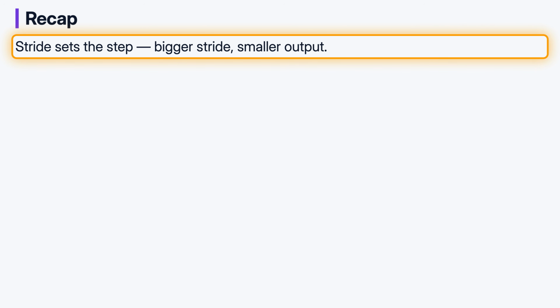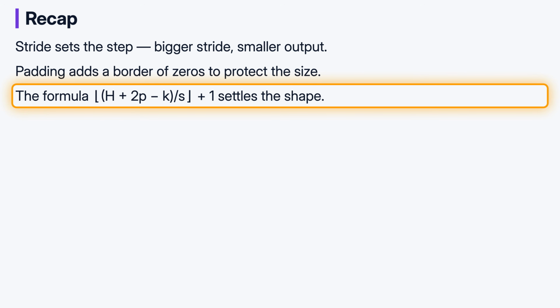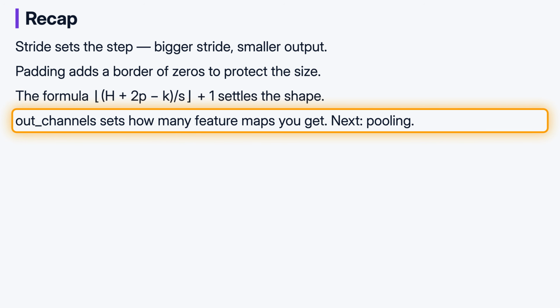Let's review. Stride sets the step. A bigger stride makes a smaller output. Padding adds a border of zeros to protect the size. The formula, floor of (H plus 2P minus K) over S, plus 1, settles the shape. An output channel sets how many feature maps you get. Next, pooling.